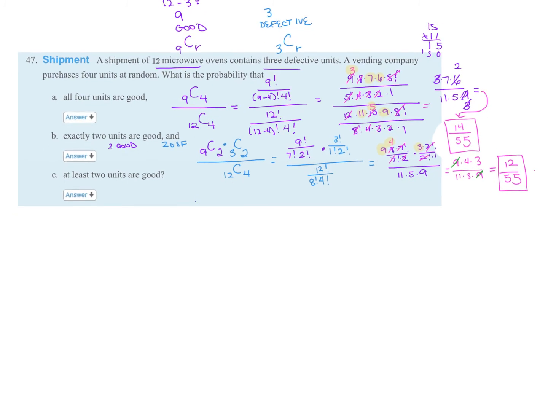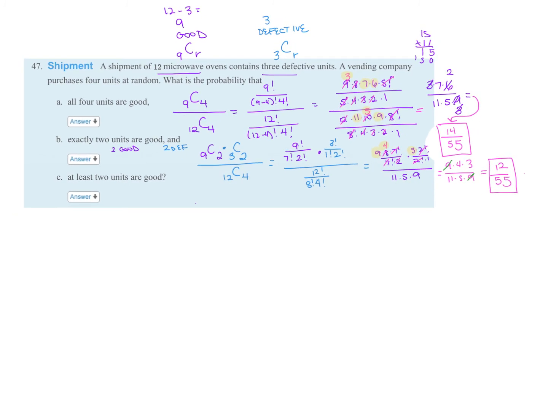Now we're looking at the last example. The company purchases 4 units and at least 2 good units. At least 2 good units means they have 2 good and 2 defective, plus they can also have 3 good and 1 defective, plus they can have all 4 that are good.